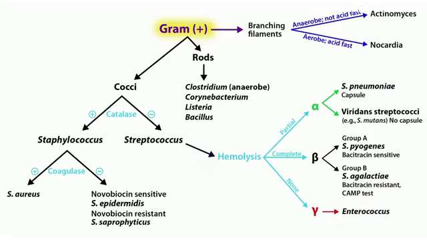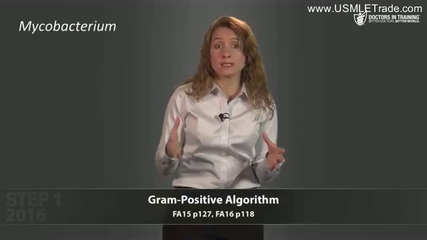Okay, looking at the middle division, we see the gram-positive rods or gram-positive bacilli. Look at the gram-positive rods that we've listed. First is Clostridium. Clostridium is anaerobic. So if you see an anaerobic gram-positive rod on your test, think Clostridium. Corynebacterium, Listeria, and Bacillus are all on that list as well. Remember that Listeria is linked to contaminated deli meat, and it causes meningitis in the very young and the very old. And lastly, there's Mycobacterium.